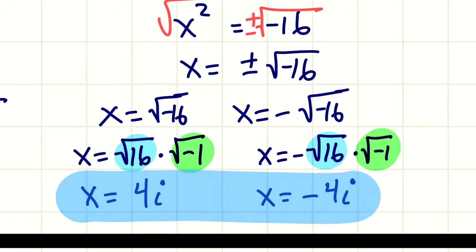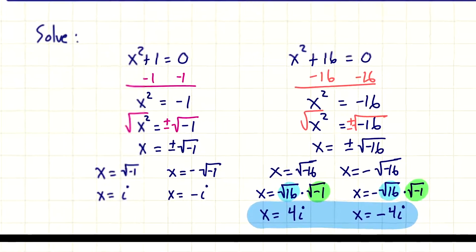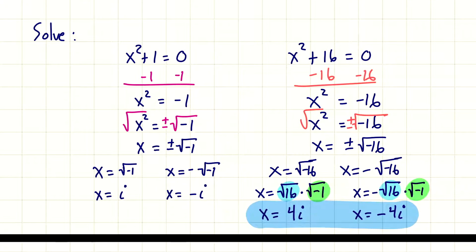And so we have two imaginary number solutions. This was a little different than the first one, where it was very straightforward, just i's and negative i's. Here we actually see it with numbers involved. All right, so all we had to do was separate that square root from the rest of the solution. All right, moving forward.